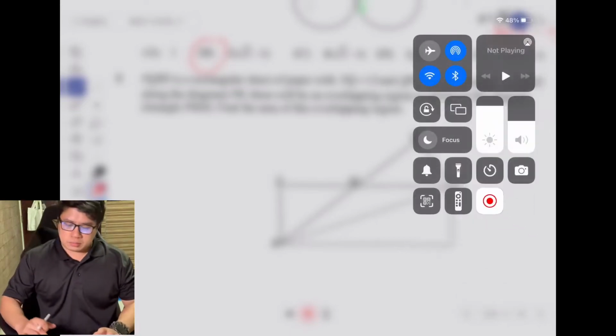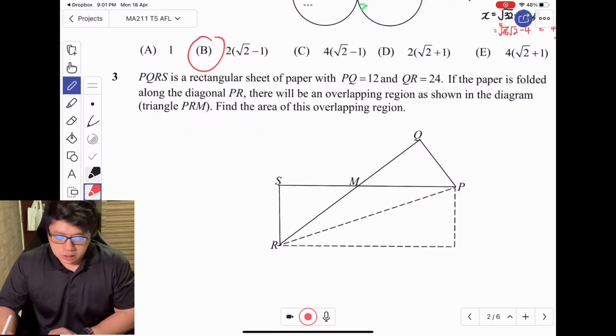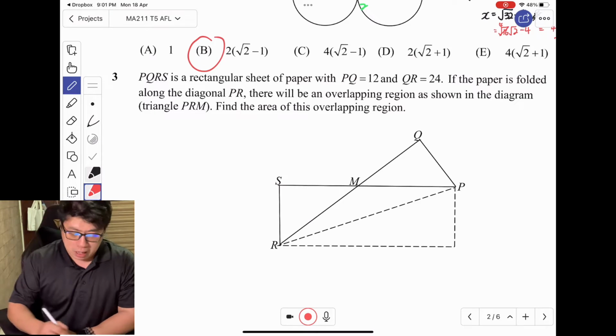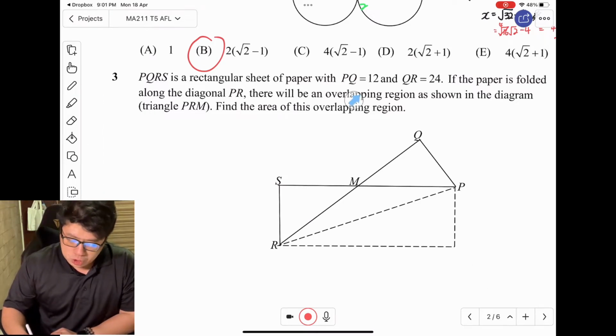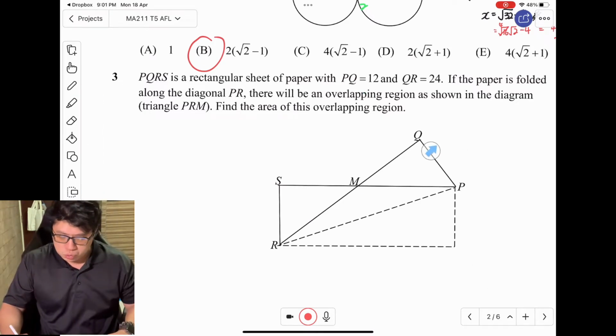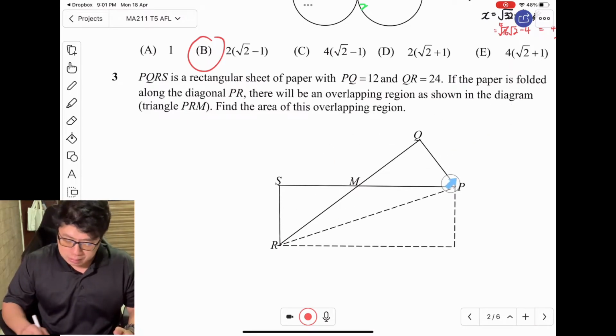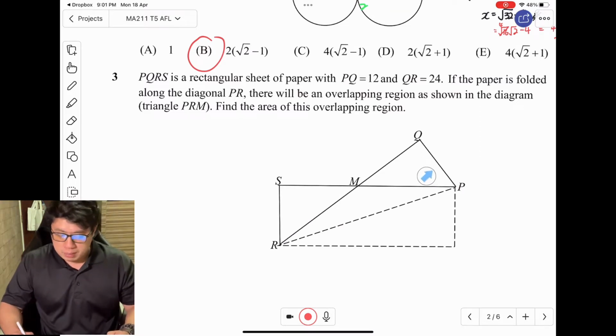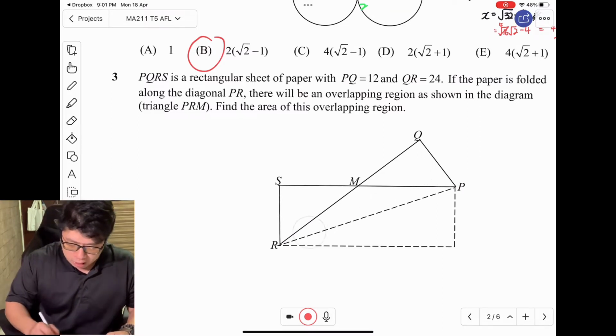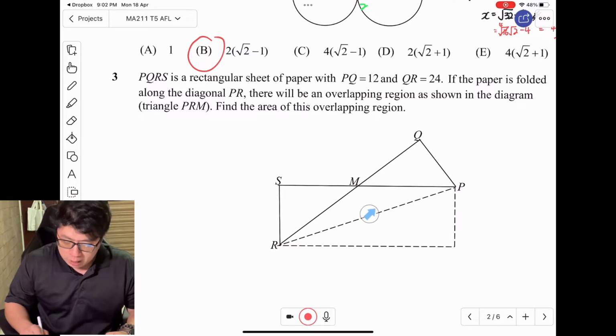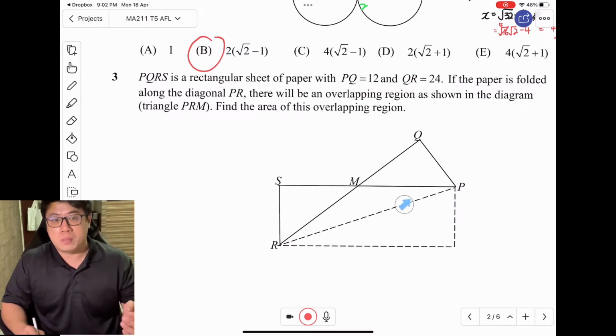Okay, so for this question, this is question 3 of topic 5 AFL. So I have a rectangular sheet with PQ equals 12 and QR equals 24. Now this paper is being folded along the diagonal PR. There will be an overlapping region as shown, which is PRN. So this is the overlapping region. Okay, so how do I go about doing this?